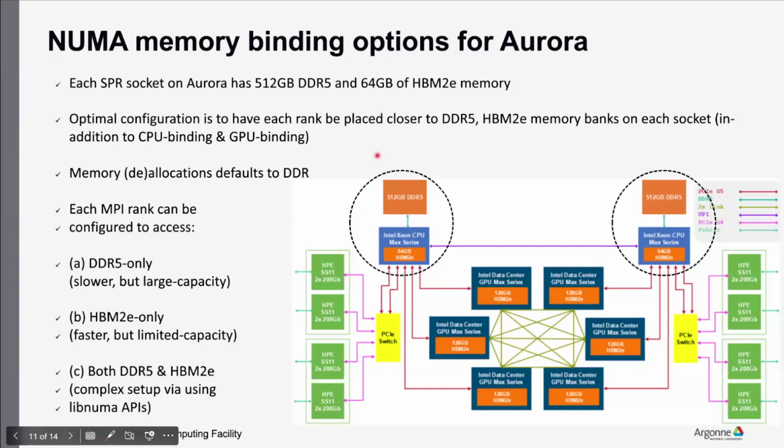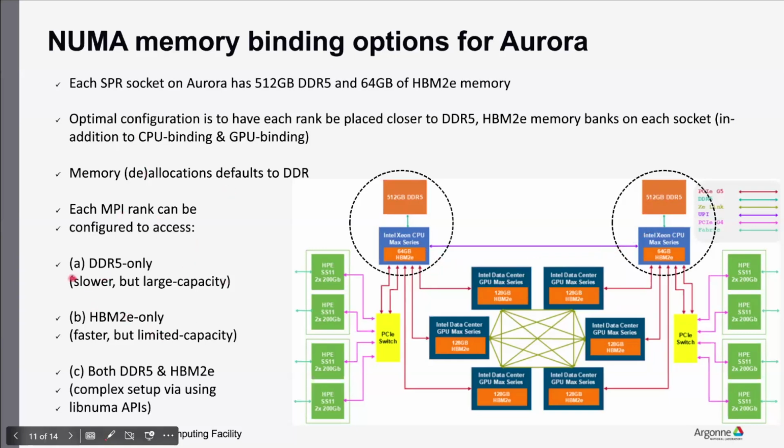So another important consideration is the different memory options available on Aurora. Each Sapphire Rapids socket, as I said, has 512 gigabytes of DDR5 RAM, and there's also the 64 gigabytes of high bandwidth memory. The optimal configuration would be to have each rank placed close to the memory that it'll be accessing. So if you have ranks bound to socket 0, you don't want to bind them to the opposite memory bank.